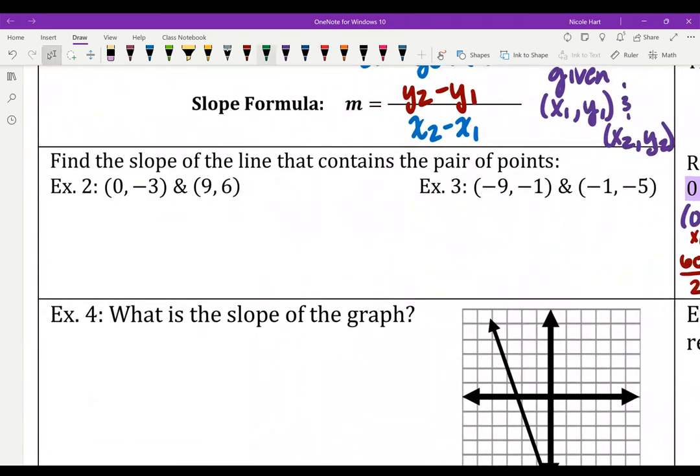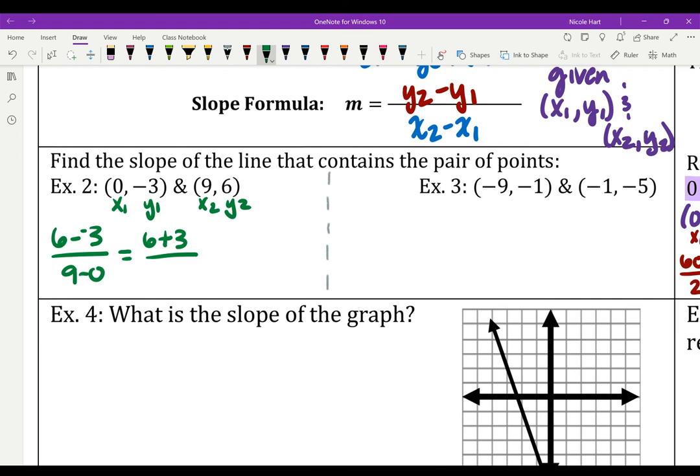Okay, here we have 2 examples of ordered pairs, and we're going to find the slope. Again, you can put x1, y1, x2, y2 to help yourself. I've got two problems here, so I'm going to give myself a little divider line. And so this is going to be 6 minus negative 3 over 9 minus 0. 6 minus a negative 3 turns into 6 plus 3. And 9 minus 0 on the bottom. 6 plus 3 is 9.